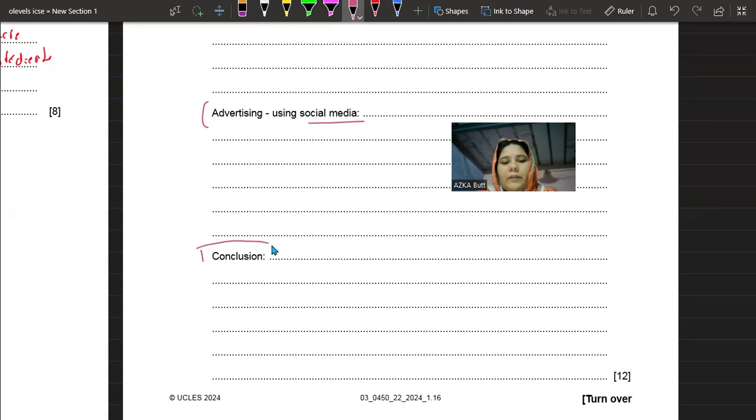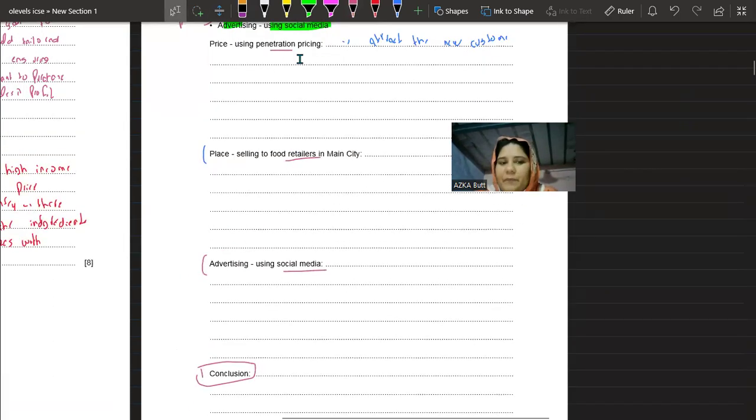And in conclusion, we have to write which marketing mix would be more suitable and which others would not be. For example, if we think that maybe price is not suitable, we have to write that all the marketing mix is okay but this one is not okay, and we have to write the reasons.